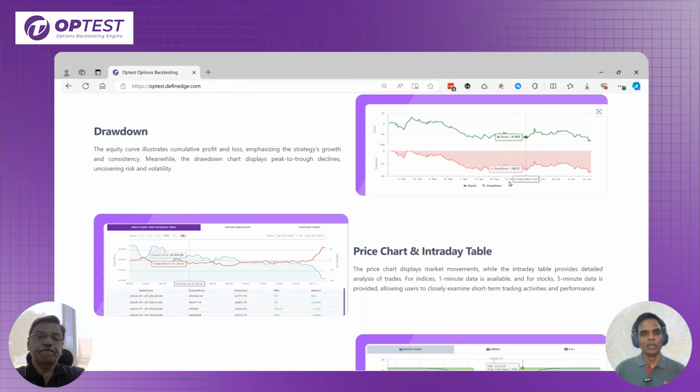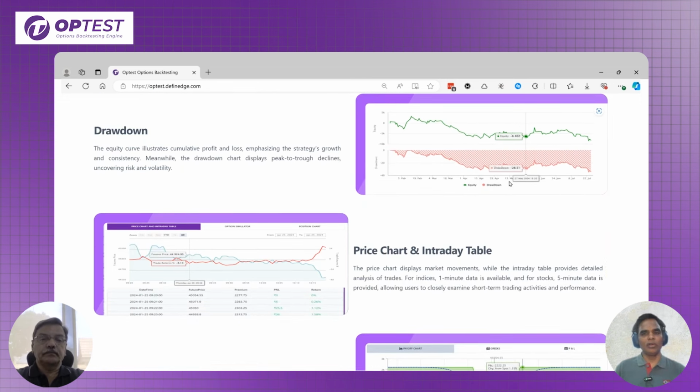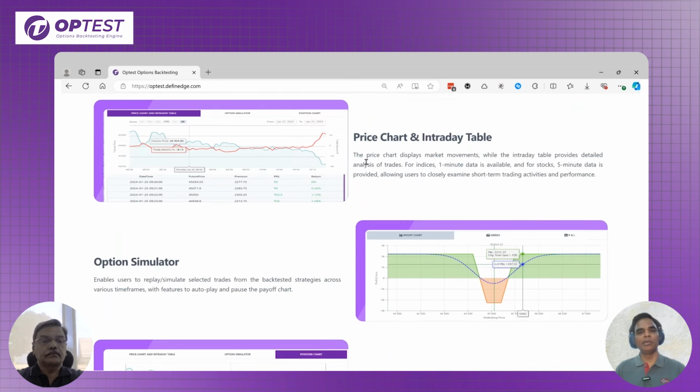And then, as I said, we have a detailed price chart and intraday table. Intraday table means what has happened for the trade at each and every minute, both in chart form as well as in table format. So you will see P&L returns and everything. I will talk more in detail.